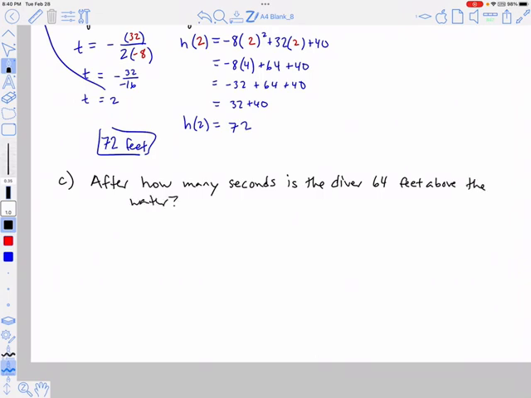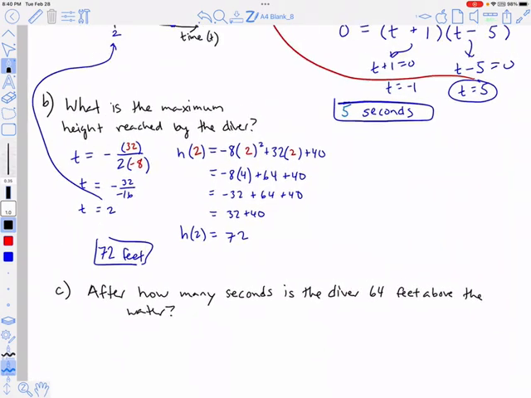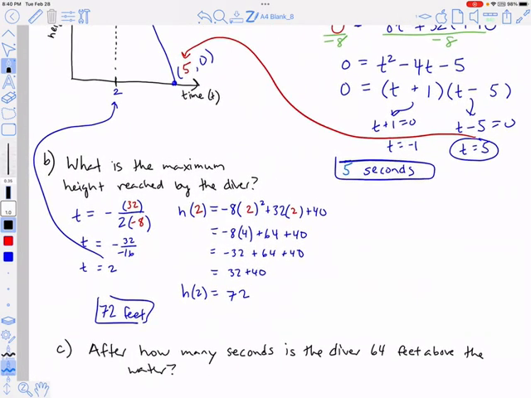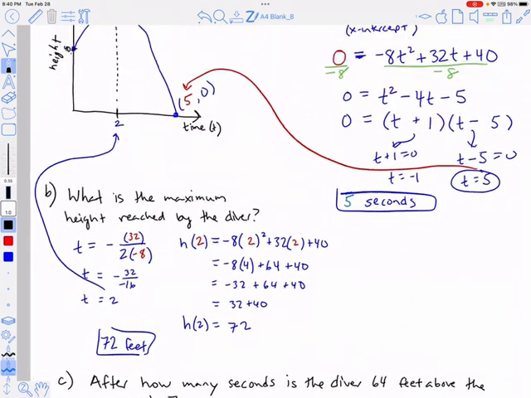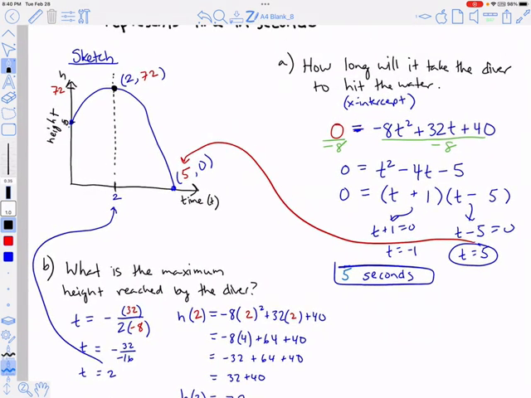Let's refer back to our picture to pick what's being asked. So I have a height axis, I have a time axis, and the question is how many seconds is the diver 64 feet above the water? Well, where would 64 fall in this picture? Somewhere in here. So we're trying to find when is the diver at 64 feet. It's going to be somewhere in there. So we are looking for two answers because I'm going to hit 64 on the up and on the down.